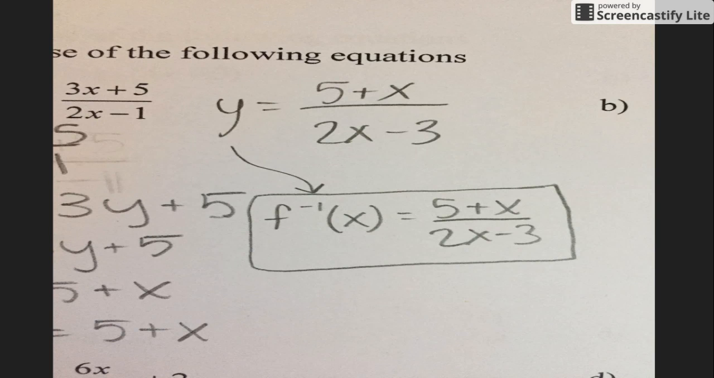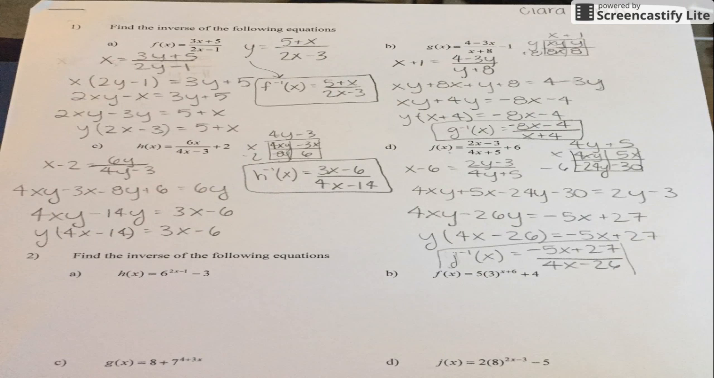And also, if you had moved all of your y's to the right instead of the left like I did, all of your signs in your answer would be opposite of what mine are. So it would be negative 5 minus x over negative 2x plus 3. So that's the only thing that does, but they're both correct. And here are some other problems that are similar and their answers.